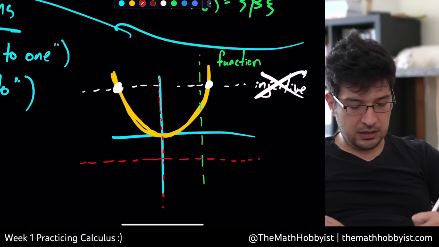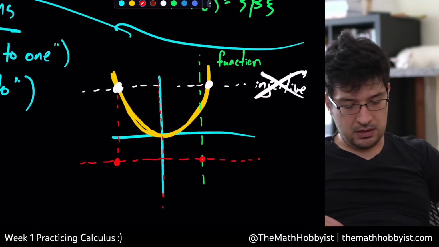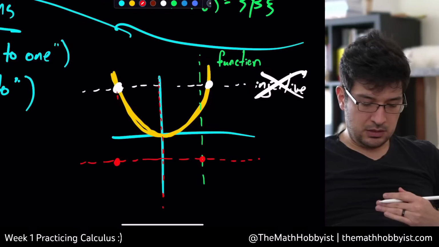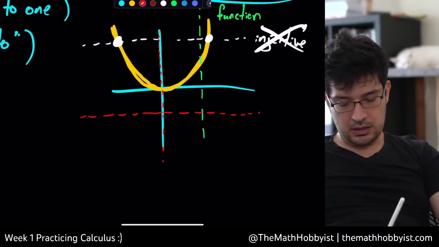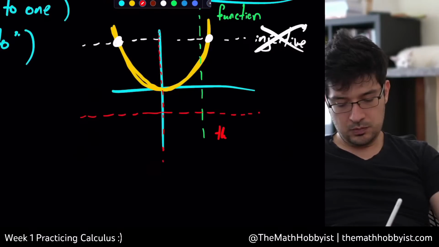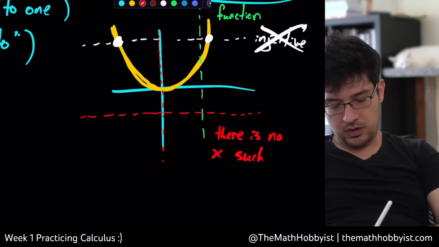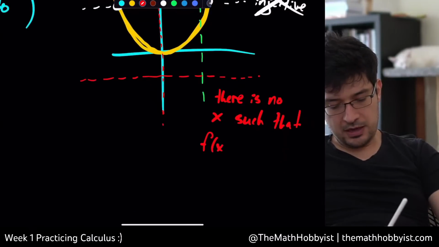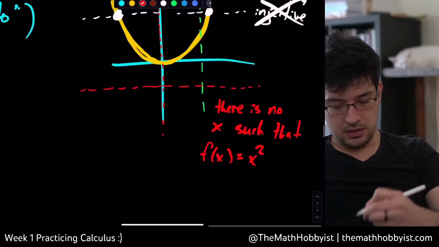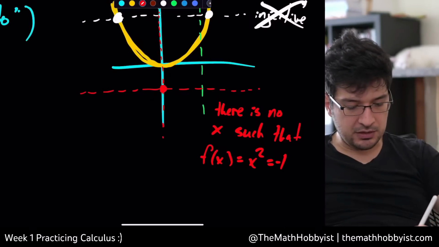there has to be a value for the function at that spot. I don't know why I drew exactly those two points, but there does not exist, there is no x such that f of x, which is x squared, equals negative 1. So maybe this point right here is negative 1.